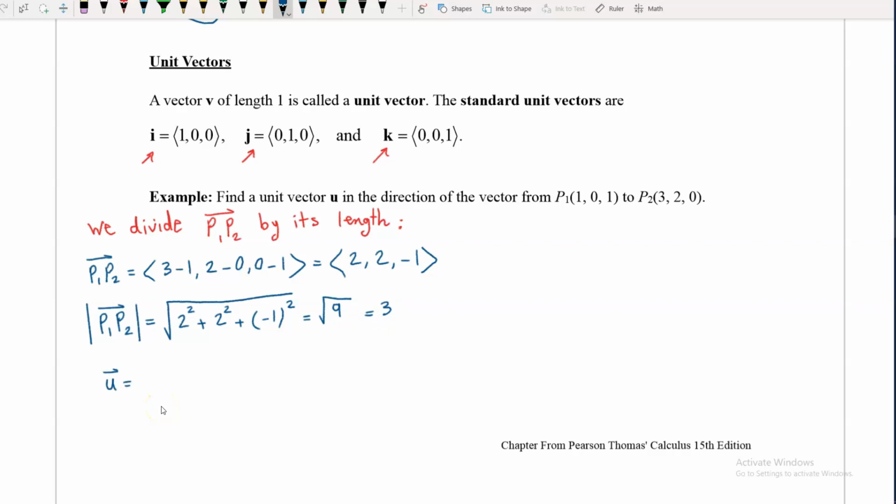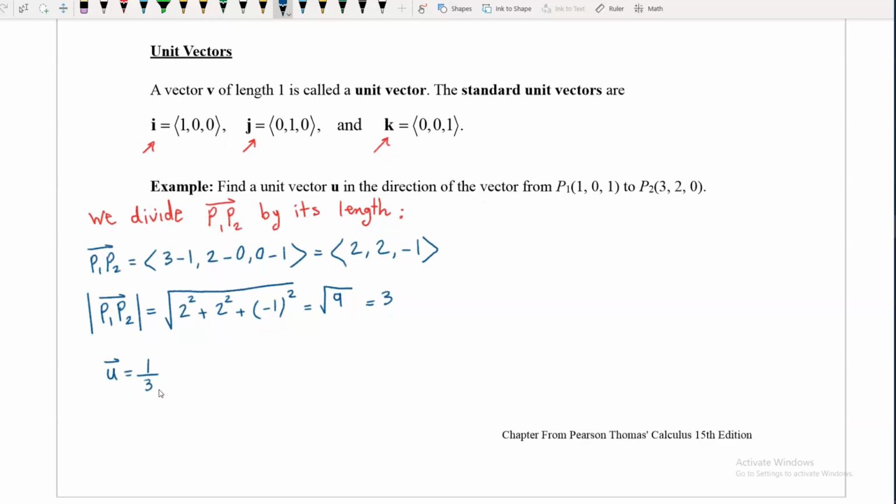So the vector u in the direction of p1p2 is 1 divided by length of p1p2 times the component form of p1p2, which is 2, 2, negative 1. And this is equal to 2 thirds, 2 divided by 3, and negative 1 divided by 3. If we want to write this in terms of standard unit vectors i, j, and k, that would be equal to 2 over 3 times i plus 2 over 3 times j minus 1 over 3 times k.